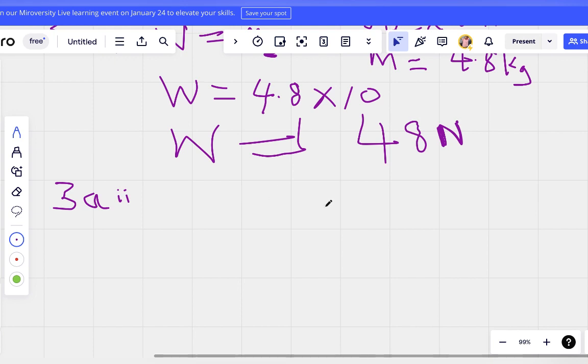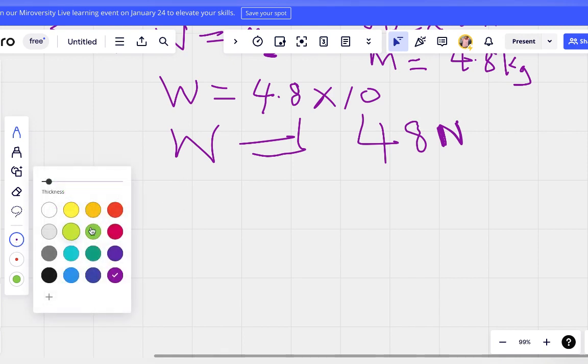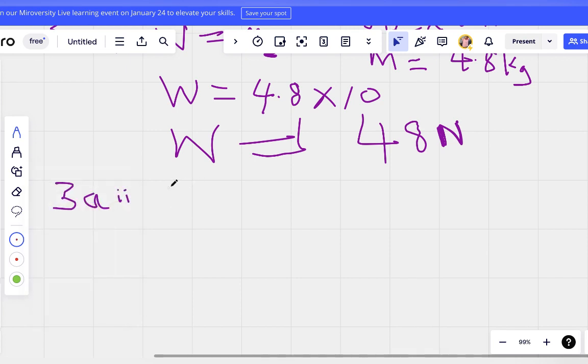Remember, they gave us the dimensions of the base. And we've just calculated the weight. The weight is a force. And remember, pressure can be calculated by saying pressure P is equal to force over area.